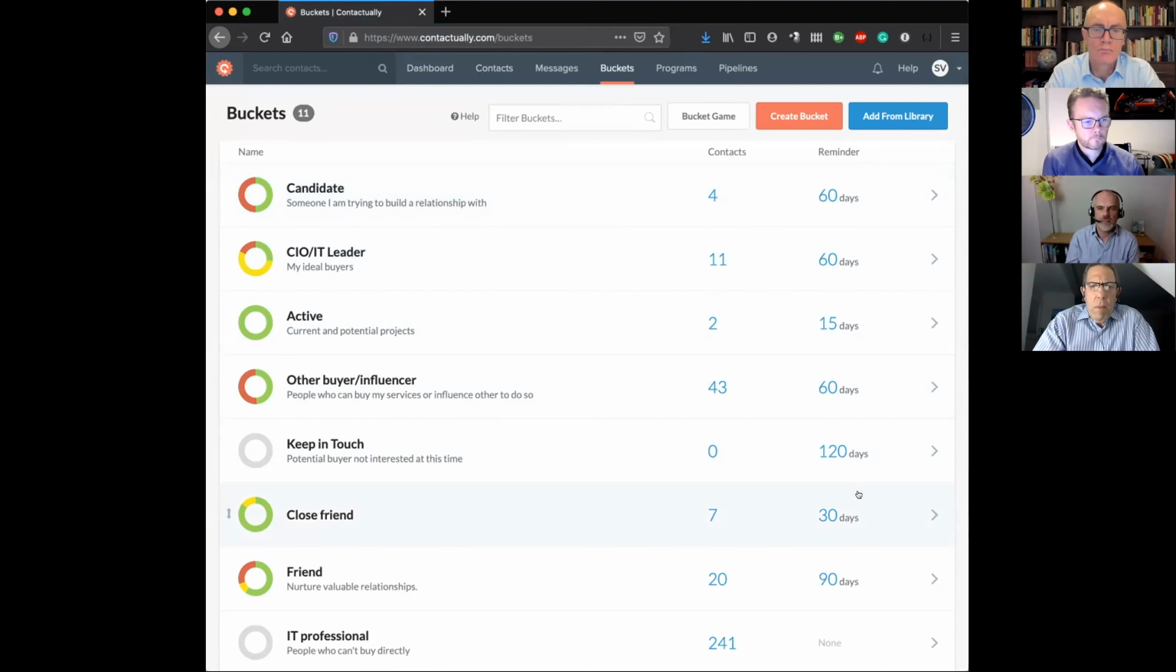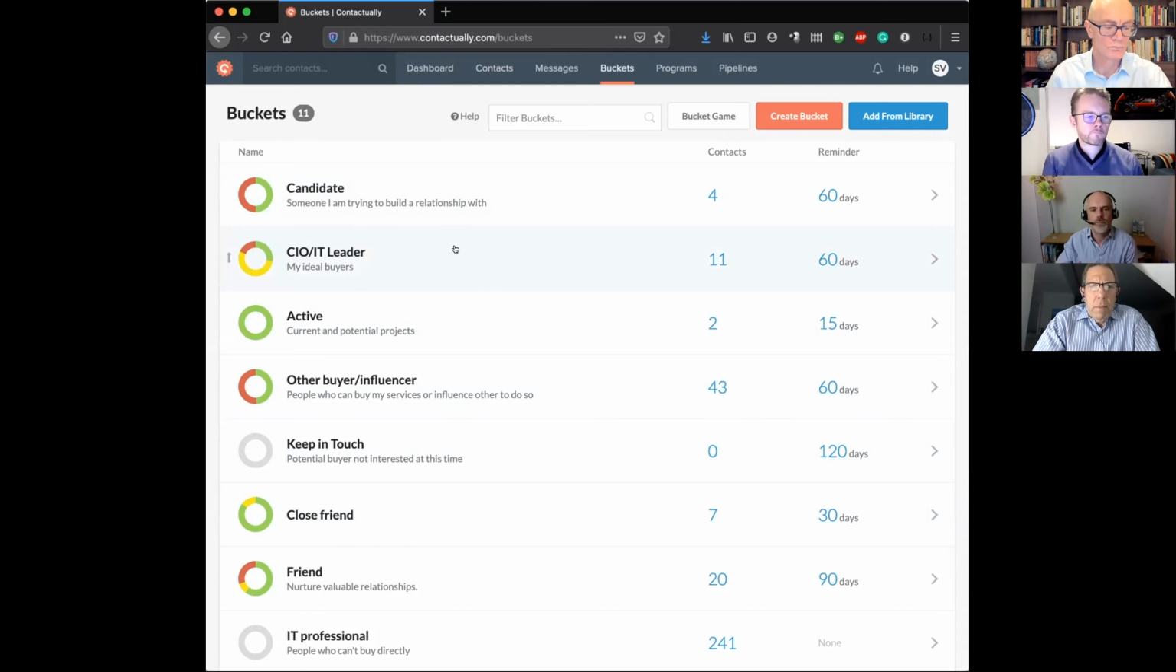So I could say, if I put them in a bucket that has a 60-day reminder, that means I can see out here that I'm actually behind schedule on my contact to my CIOs and IT leaders, because there are a few that are actually red. They are way overdue for their 60 days. Some are yellow, they're just past the 60 days, and some of them are green. I did contact them within the schedule that I set up.